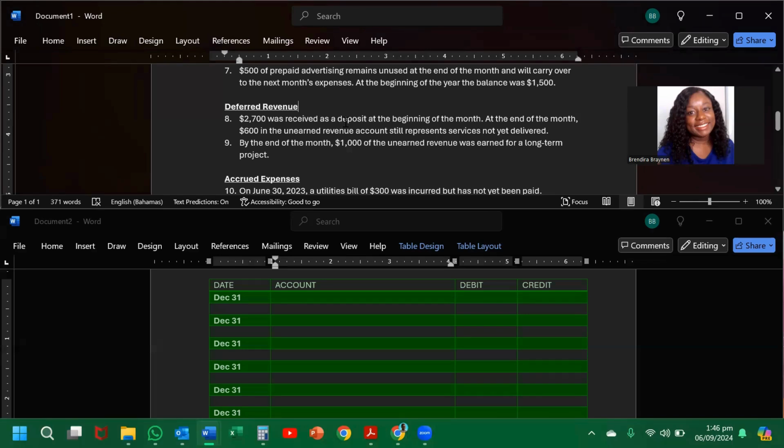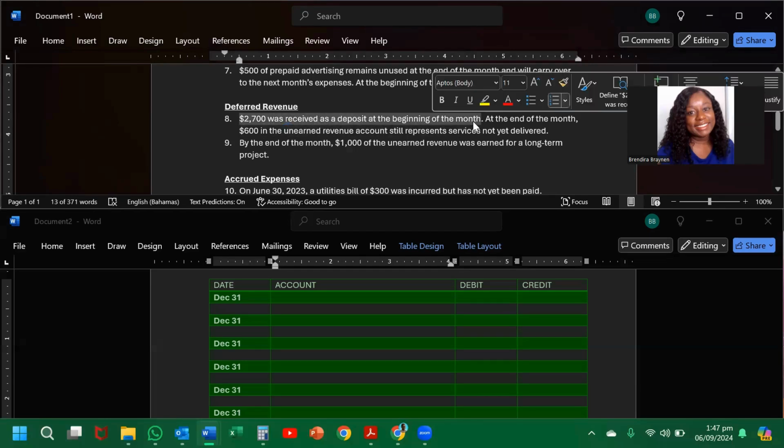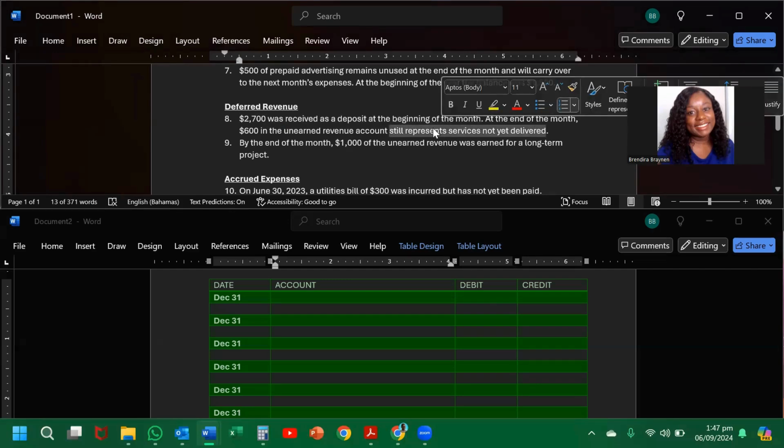With the first one, it says $2,700 was received as a deposit at the beginning of the month. At the end of the month, $600 in the unearned revenue account still represents services not yet delivered. So I collected $2,700 at the beginning of the month, and throughout the month, I did the work, I did the work, I did the work. When I go back and look at the funds I've collected, they're saying that I still have some of the work that I haven't performed. So it's technically not revenue yet.